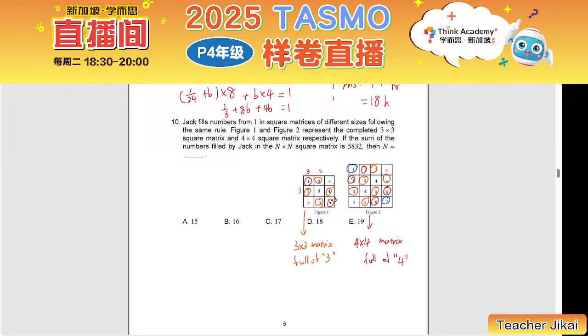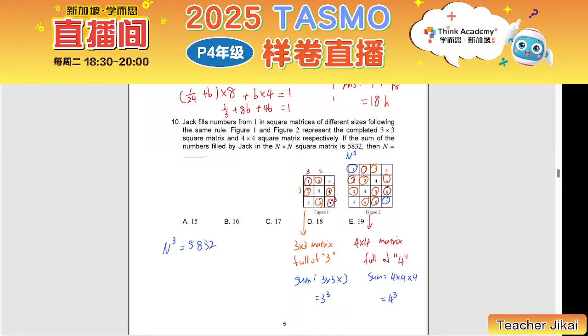So we can calculate the sum. The sum is 3 times 3 for the number of 3's here, and each one is 3, so 3 cubed. And this one's sum is 4 times 4 fours here, and each one is 4, so it is 4 cubed. So now the sum of n times n squared is 5832, so it is a sum of n cubed. So n cubed here is 5832.